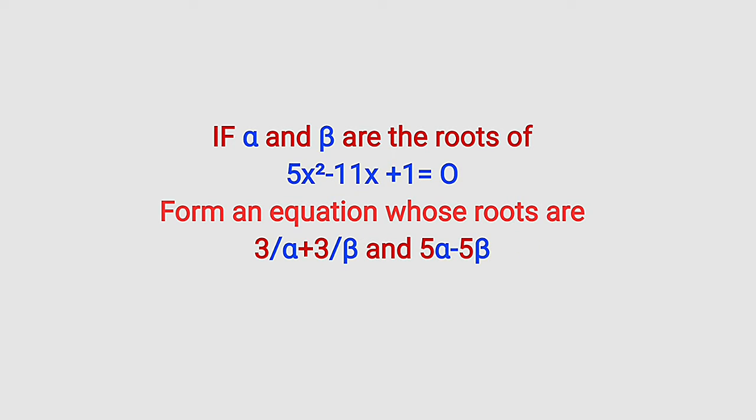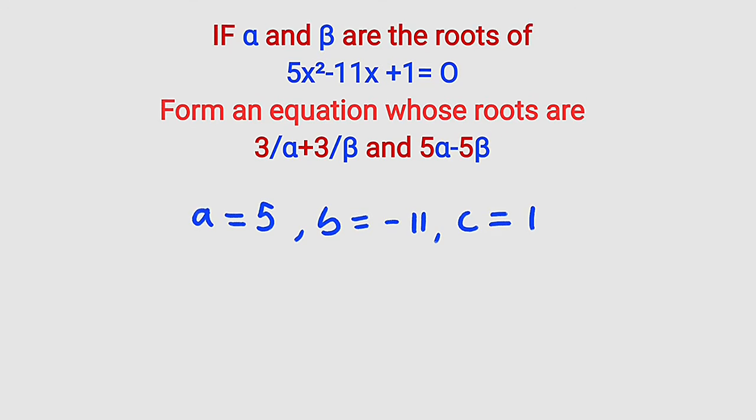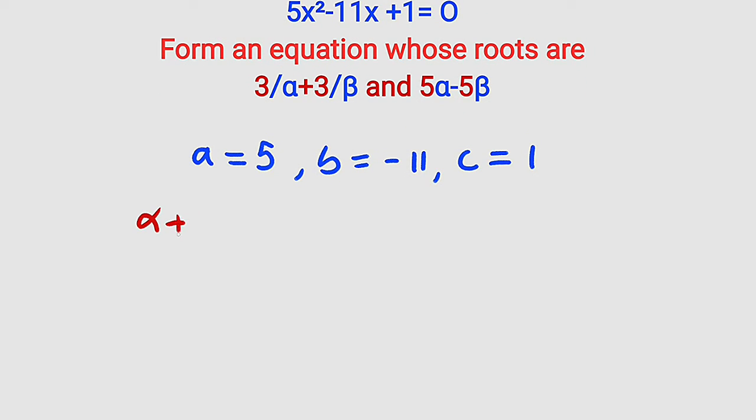All right. As always, we are going to find the sum and the product of alpha and beta. So a, the leading coefficient of our quadratic equation, is 5. b, the coefficient of x, is negative 11. And c is the constant, which is 1. Let's start by finding the sum, alpha plus beta. It is given by negative b divided by a. Negative of negative 11 is positive 11, so we have 11 divided by a, which is 5.